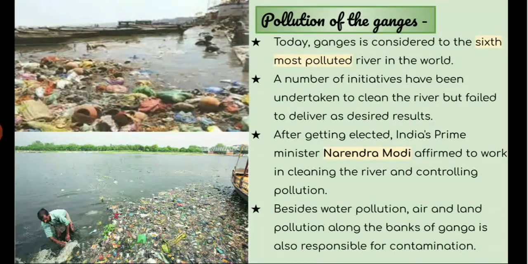After getting elected, India's Prime Minister Narendra Modi affirmed to work on cleaning the river and controlling the pollution. Besides water pollution, air and land pollution are also contributing, along the banks of the Ganga river, and are also responsible for contamination. Often when we think about pollution of the Ganga river, we think about water pollution, but there is also land pollution by municipal waste and several industrial effluents, and also air pollution, as harmful gases like carbon dioxide, carbon monoxide and sulfur dioxide are released from the chimneys of the industries.